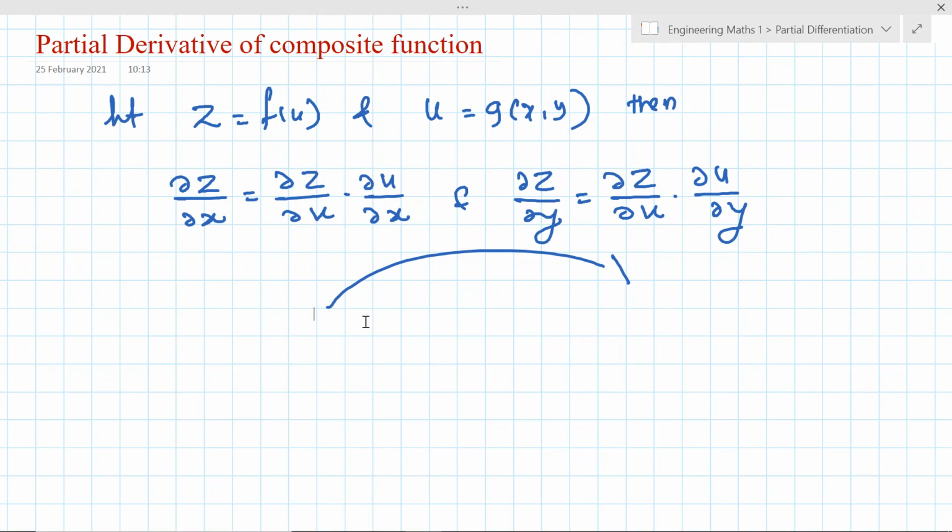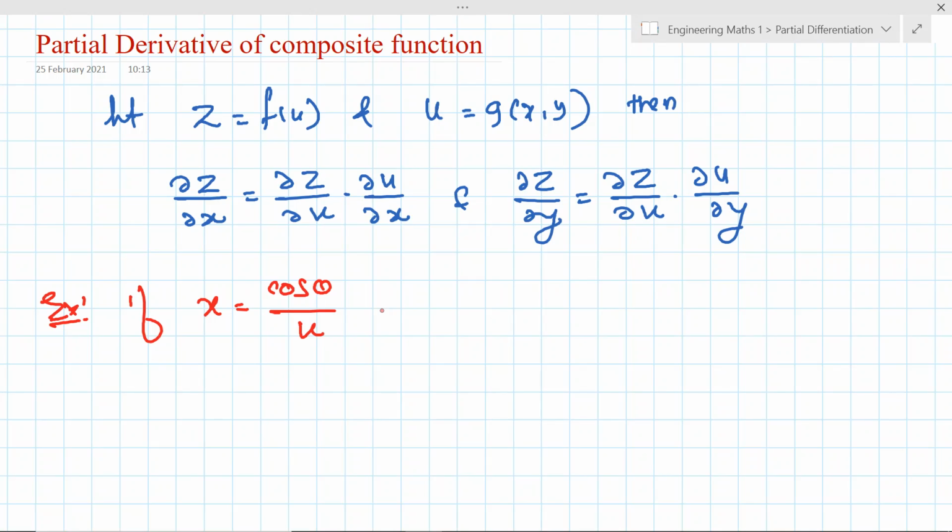Let us see how it is. Let us see an example on this. This is also an important example. Suppose we have x is equal to cos theta divided by u, and y is equal to sin theta divided by u. Okay, evaluate.